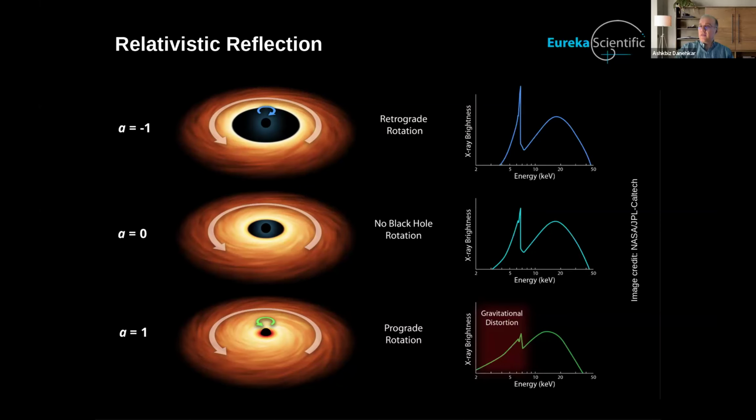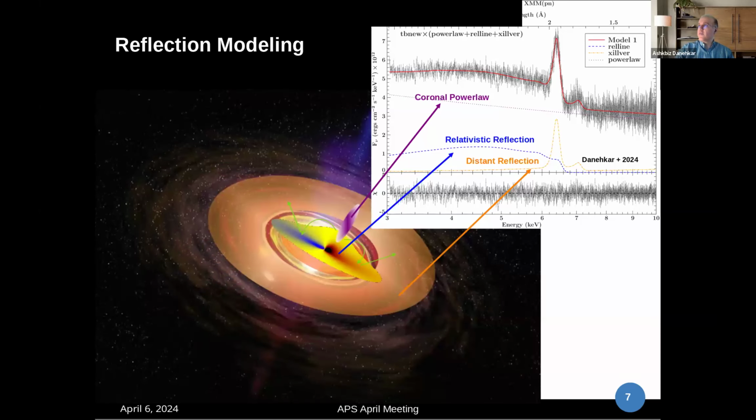For negative spins, due to frame dragging effects, when the accretion disk and spin have opposite directions, we have a higher inner radius, but for maximum spins, we have a lower inner radius. So this has implications for measurement of reflection emissions.